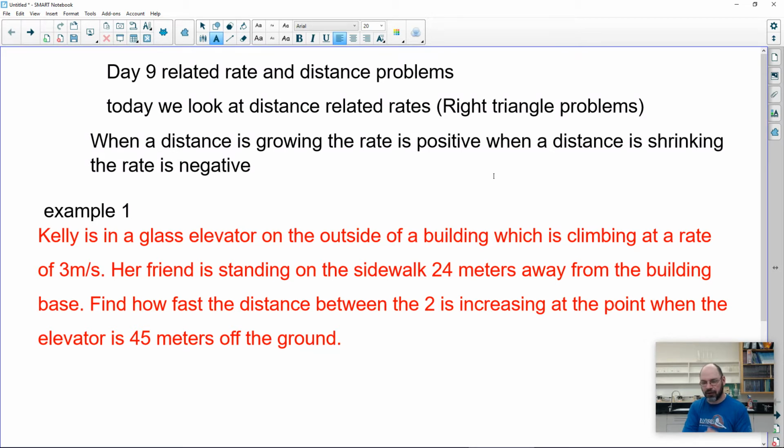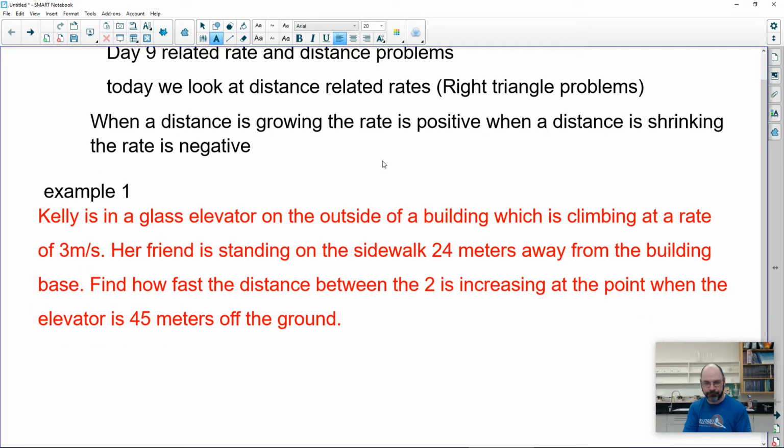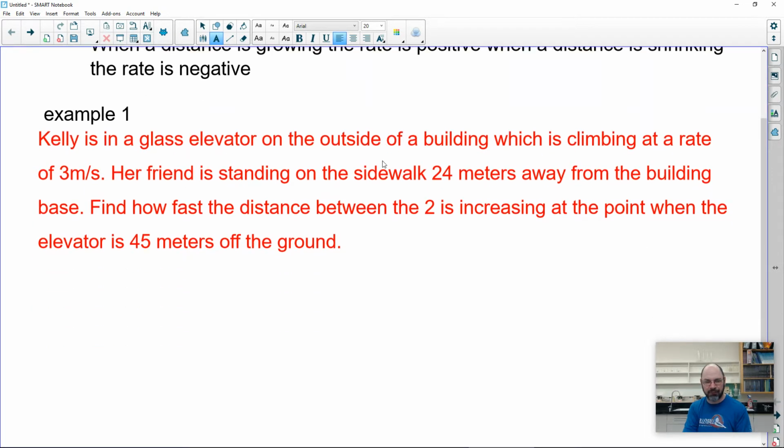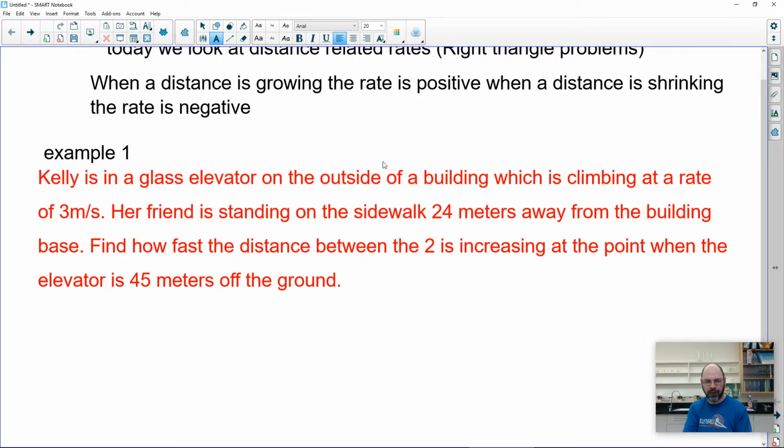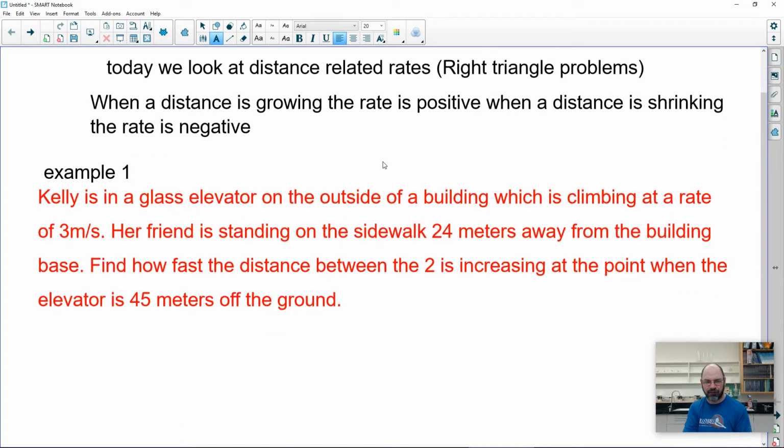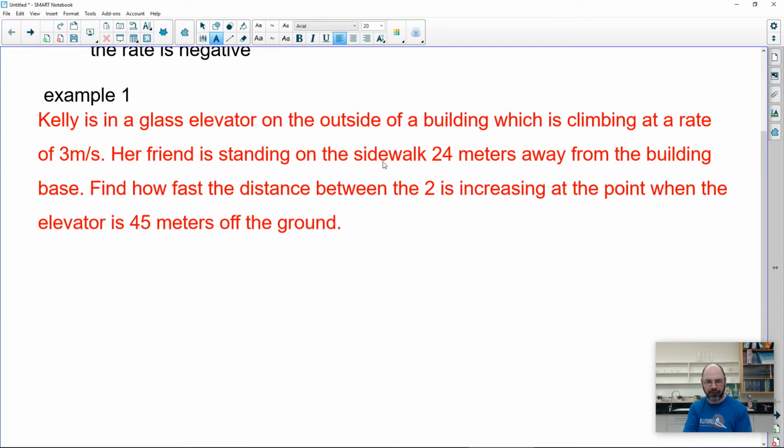Now we're going to be using related rates that come up with a right triangle in them. So we've done cones and we've done spheres. Now we're going to do right triangles. I've got three different examples that we're going to go through here. If I'm going too fast, just pause and get down the question here.